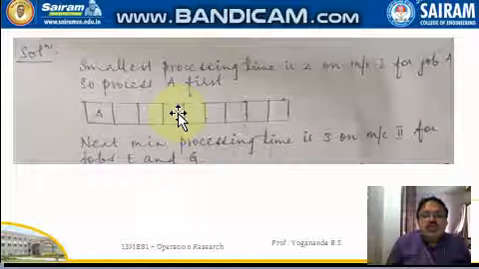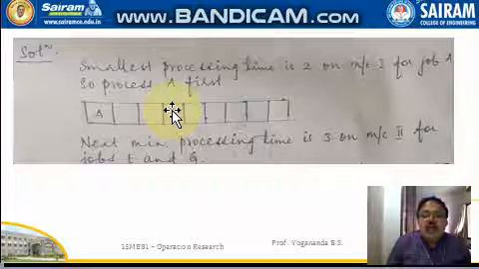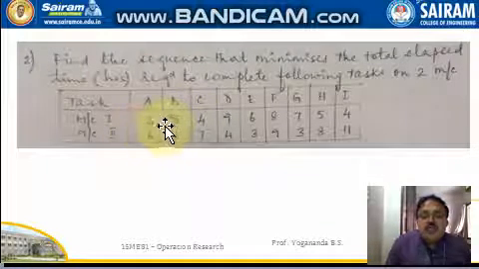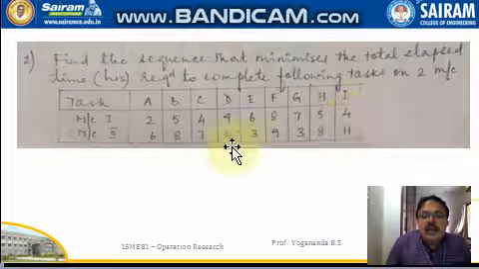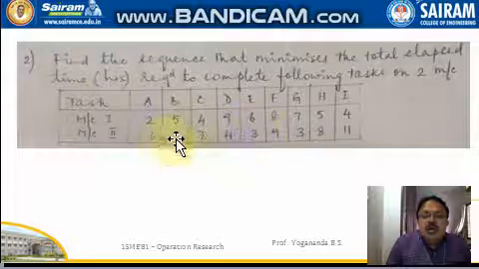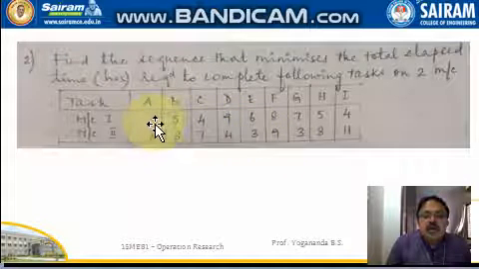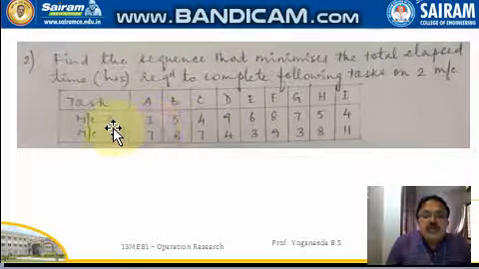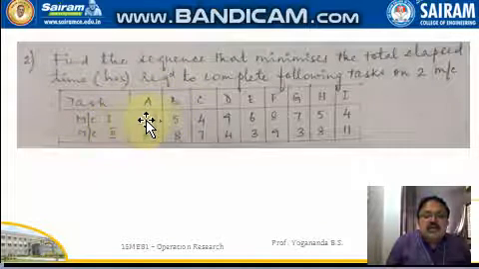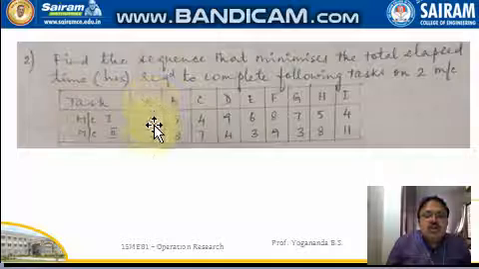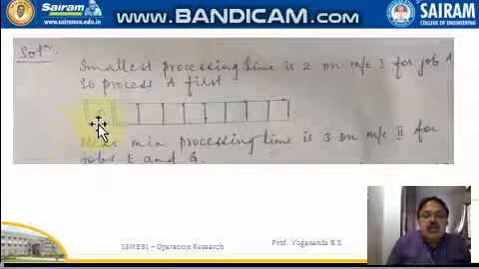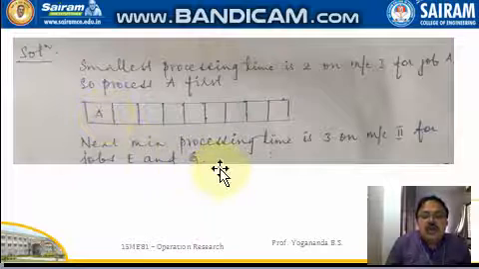Now, as usual, take the smallest processing time in the given table, which is 2. This 2 is not repeated in any other row or column, so it is a unique value. It is on the first machine and for job A. Since it is on the first machine, job A is to be sequenced in the beginning. So we are sequencing job A in the beginning.